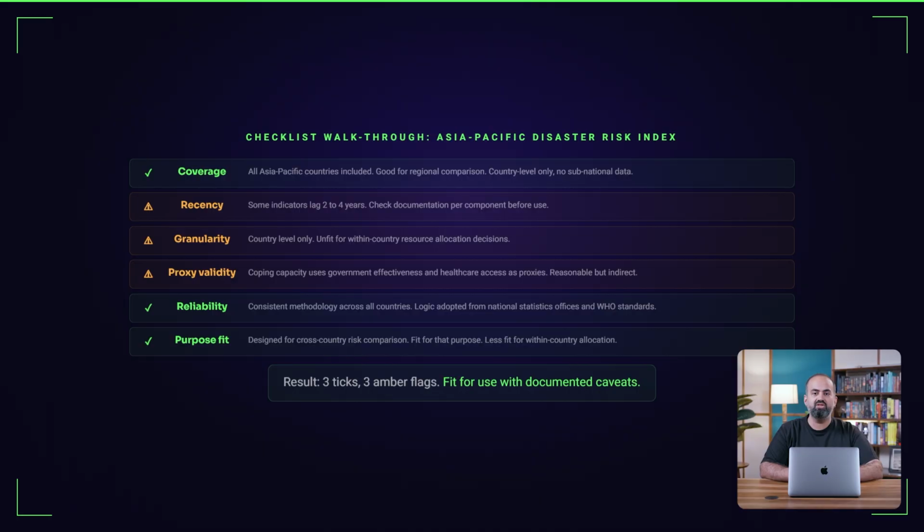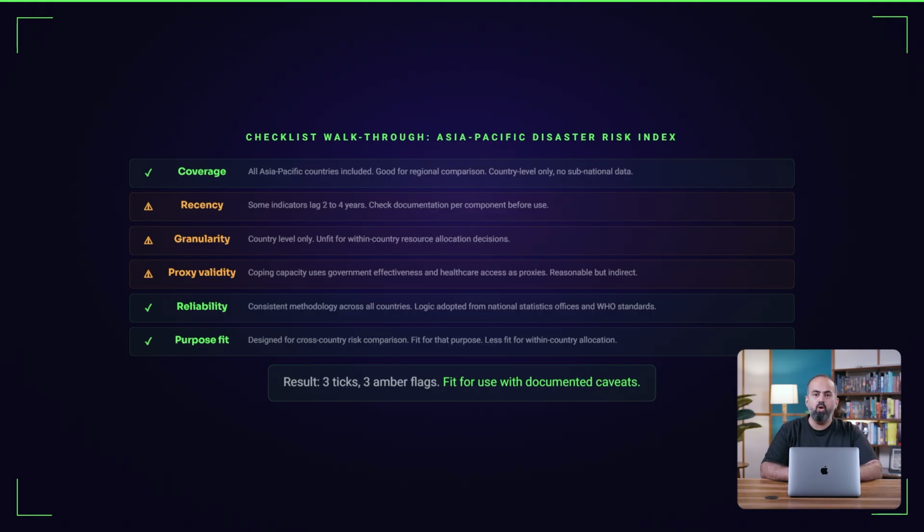Coverage. It covers all Asia-Pacific countries, good for a regional comparison decision. But it is a country-level dataset, so it cannot tell you about subnational variation within Vietnam or Bangladesh. Granularity is a limitation if your question goes below country level. Recency. The index is updated periodically, but underlying indicators in some countries lag by several years.